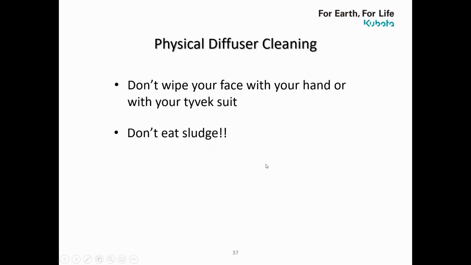Anyway, don't eat the sludge when you clean it. You have to keep your mouth shut, so that when you splash with the water, the splash back of the sludge won't come into your mouth. Just make sure you close your mouth.